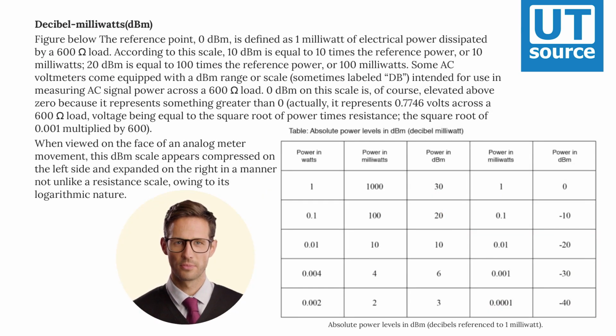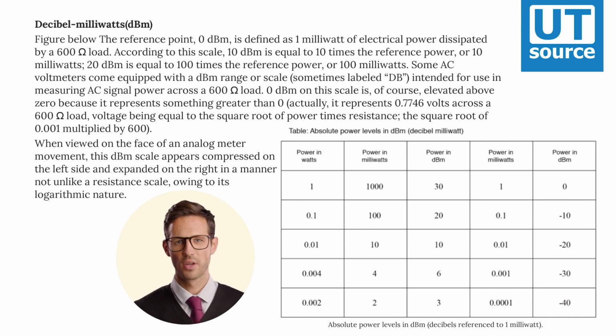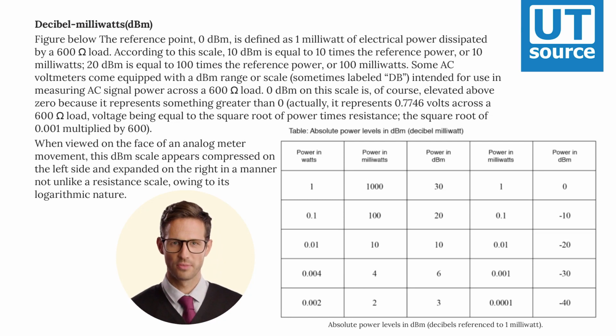Decibel milliwatts, dBm. Another standard reference system of power figure below the reference point, 0 dBm, is defined as 1 milliwatt of electrical power dissipated by a 600 ohm load. According to this scale, 10 dBm is equal to 10 times the reference power, or 10 milliwatts. 20 dBm is equal to 100 times the reference power, or 100 milliwatts.